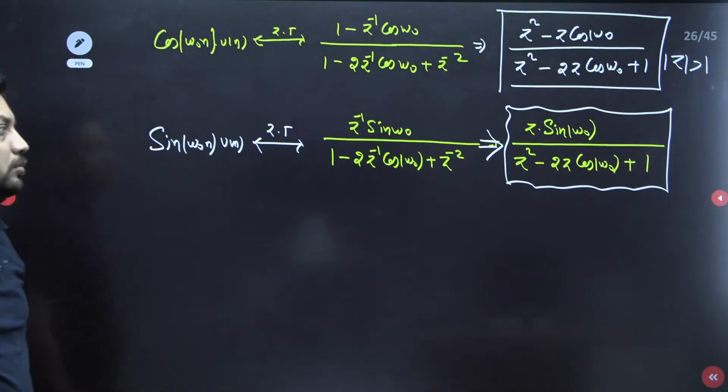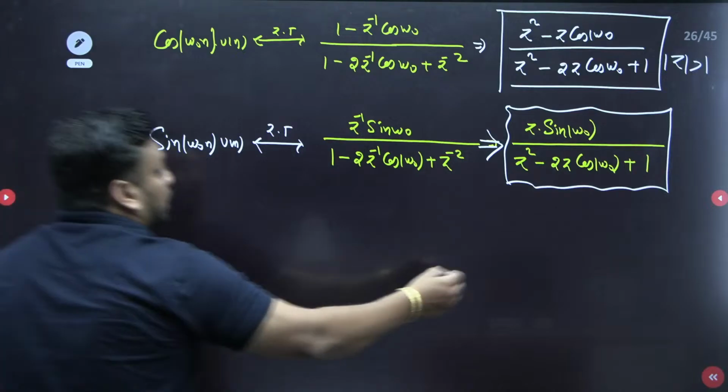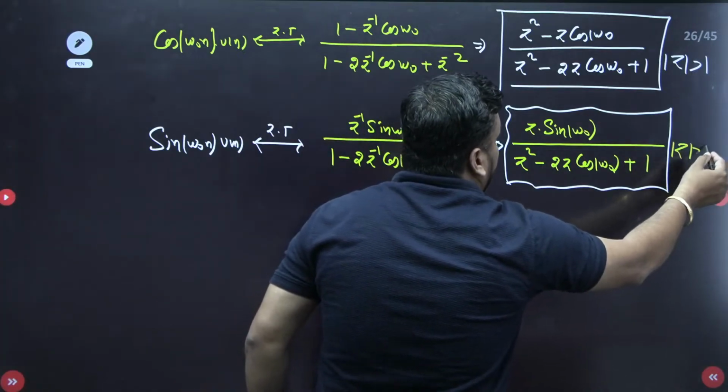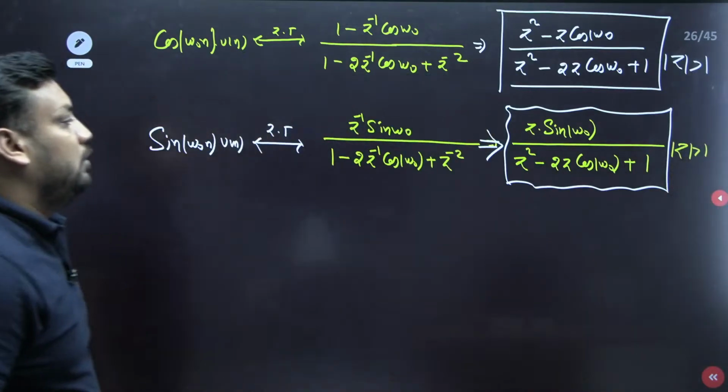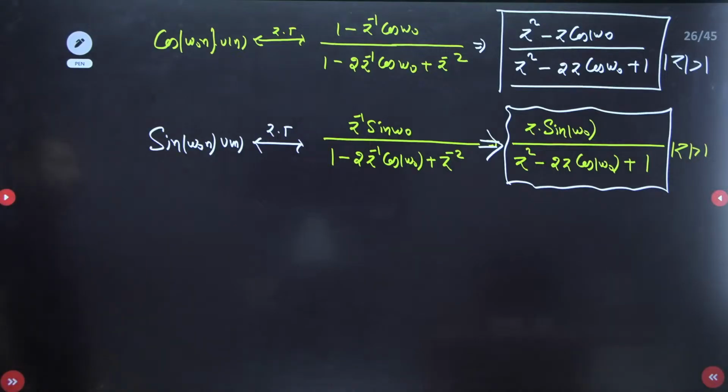Clear? So now, students, again the ROC is here. ROC is also mod of z greater than 1. Yes. Let's go. Now I am going for the next one. Shall we go for next? Yes or no? Yes.